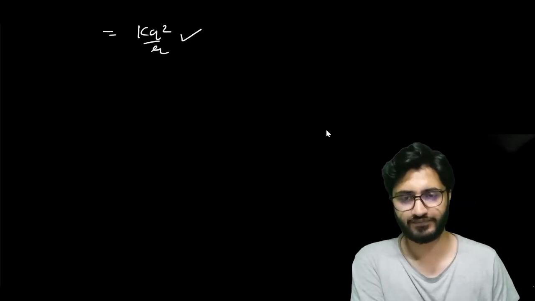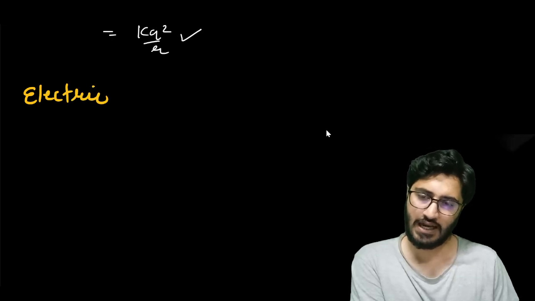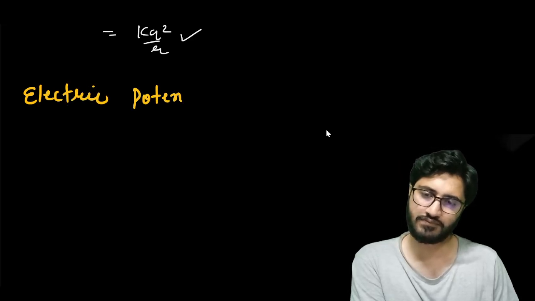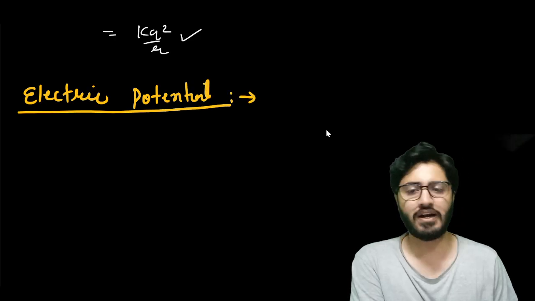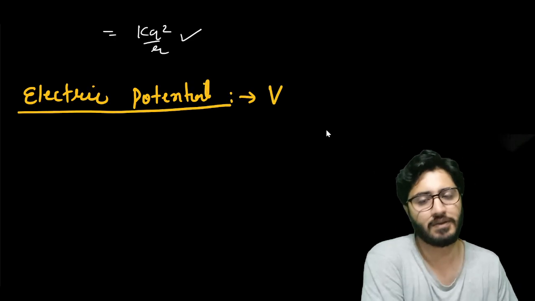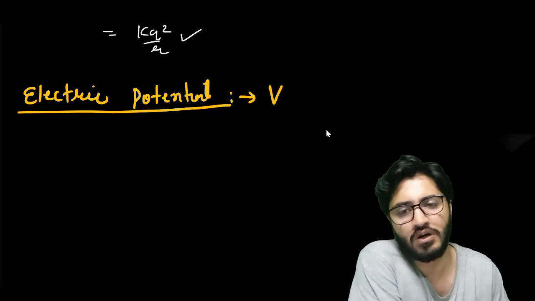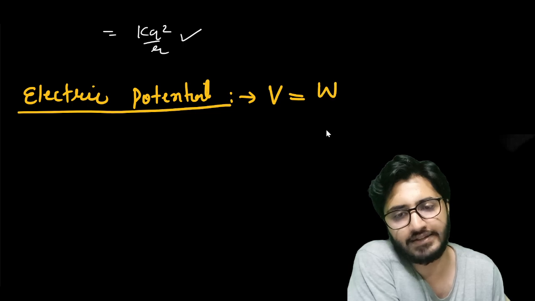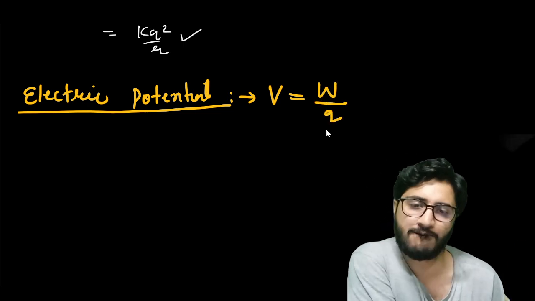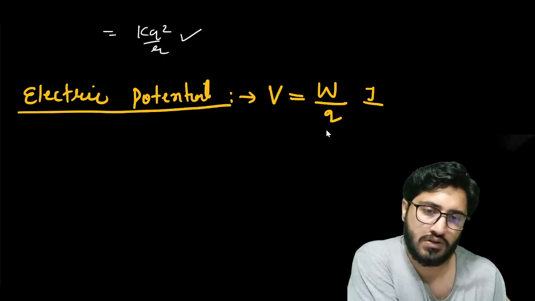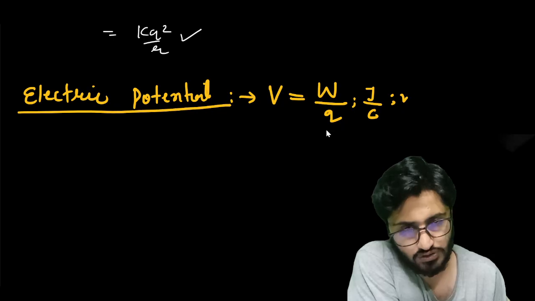Electric potential, denoted by the letter V. It is equal to the work done in bringing a charged particle from infinity to a particular point, divided by the charged particle. Work done is in joule, Q is in coulomb. So the unit is joule per coulomb, which is also known as volt.